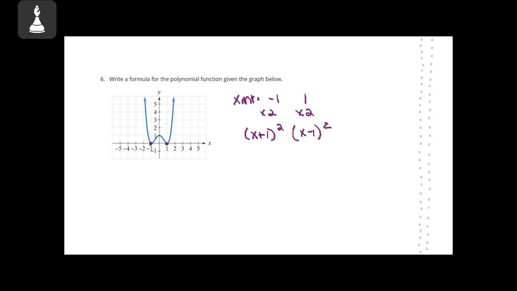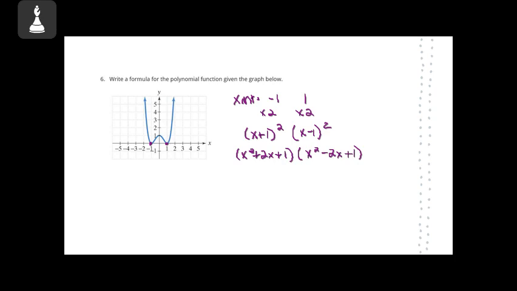Now, depending on Newton's system, it may let you enter it this way. If not, we can FOIL these out. This first one's going to turn into x squared plus 2x plus 1. The second one's going to turn into x squared minus 2x plus 1. And then from there, I'm going to have to distribute out further.